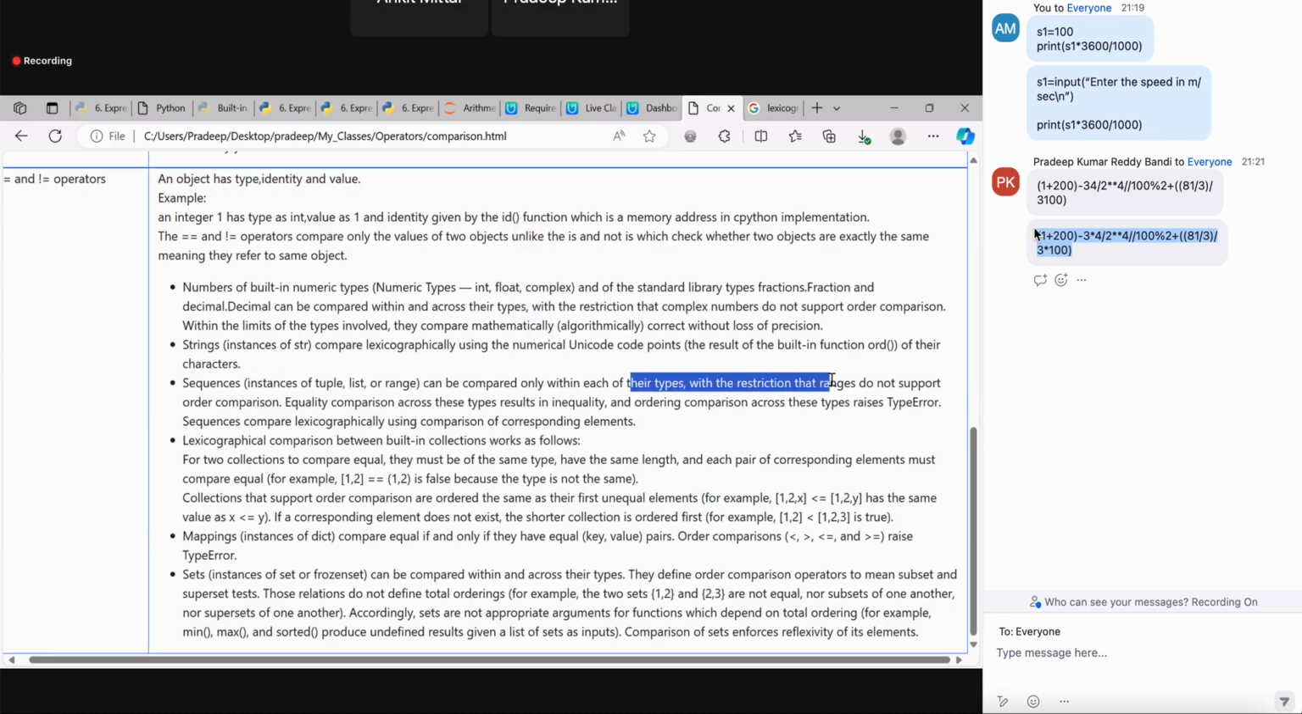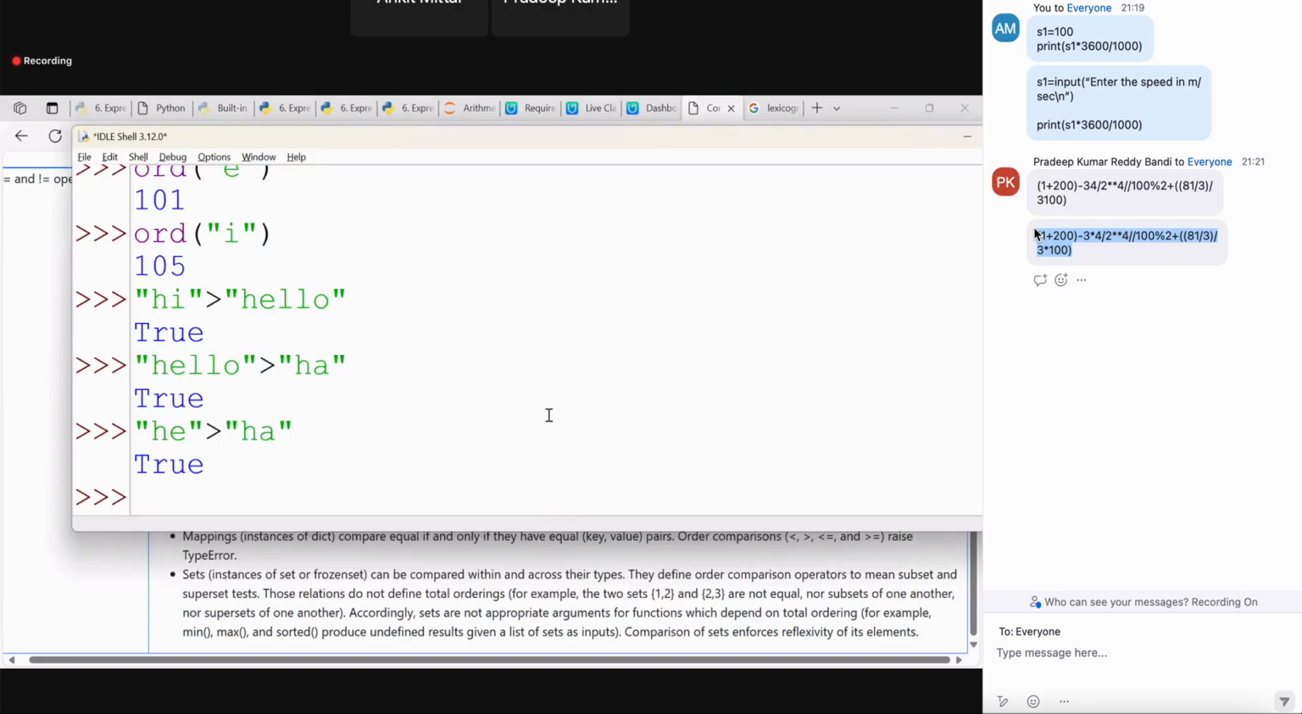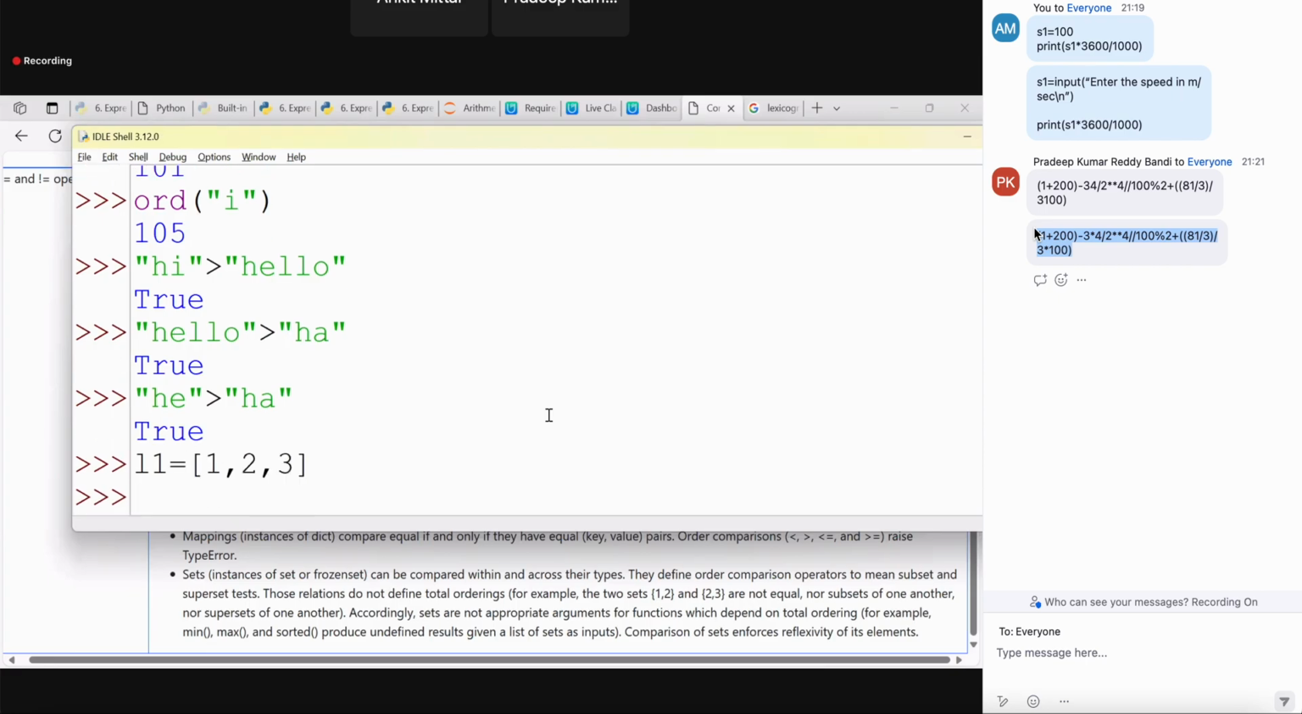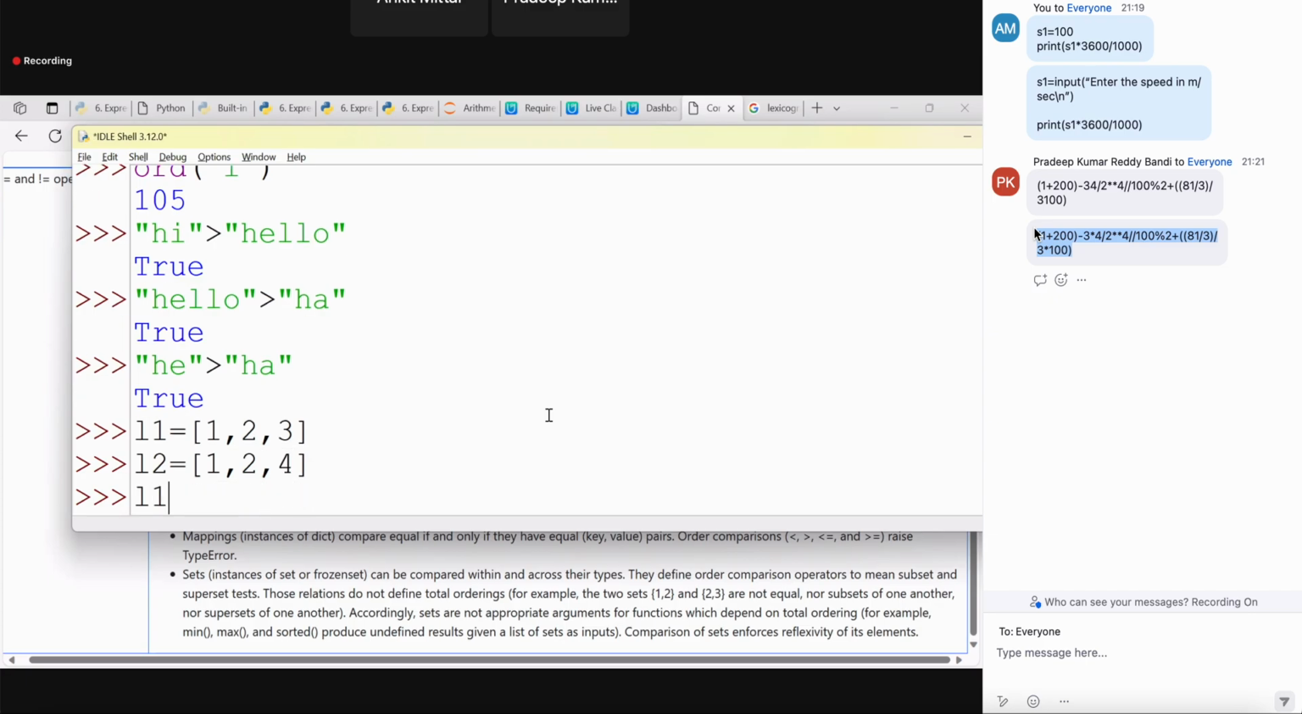Only the thing is the ranges do not support order comparison. Equality comparison is possible for all of them. So for example, how do we take sequences? Here I can take L1 equal to 1, 2, 3 and L2 equal to 1, 2, 4. Now I am saying L1 greater than L2.